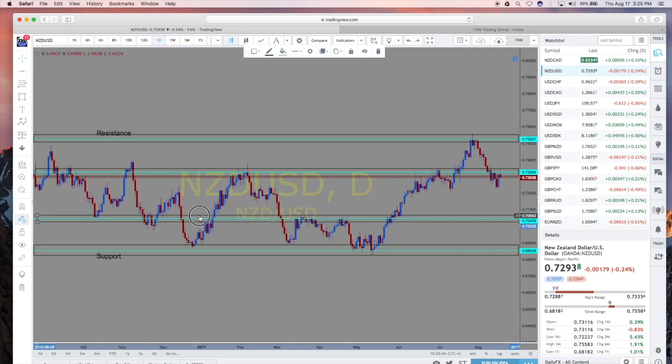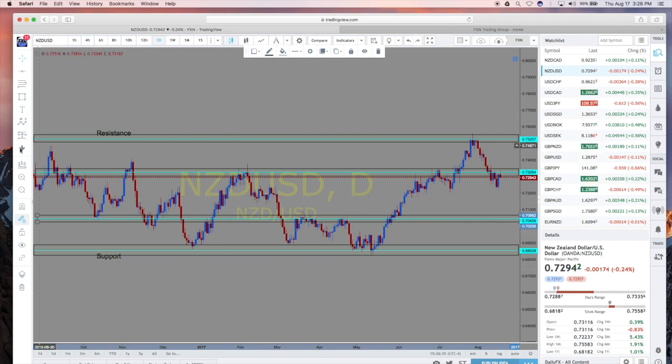You're just trying to narrow down an area where price seems to have problems getting past, okay? Because in those areas, we typically see either buyers or sellers come into the market. And so when those buyers and sellers come into the market, we want to ride along with them and take advantage and place our trades with them, okay?